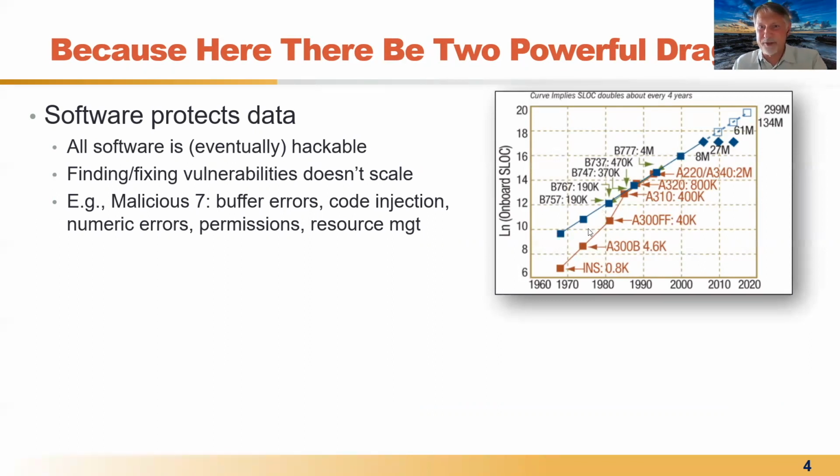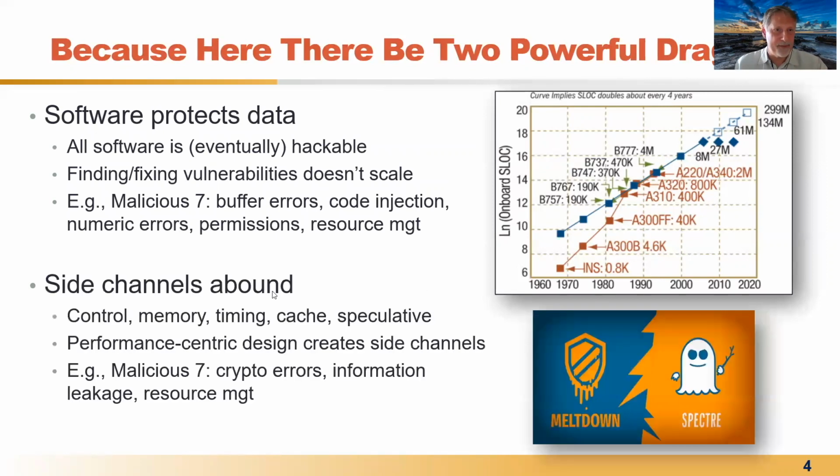This graph right here shows you the amount of lines of code running when a commercial airline goes wheels up off the ground. The blue line being for Boeing and the red line being for Airbus. And today, there's 50, 60 million lines of code running on these systems, and it's growing all the time. How do you make sure that's all secure? It seems impossible to me.